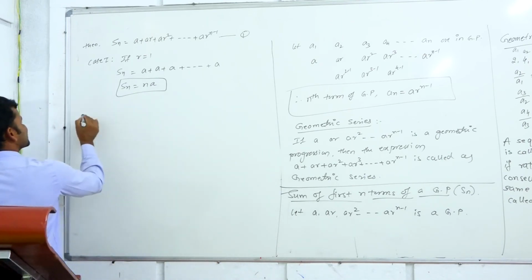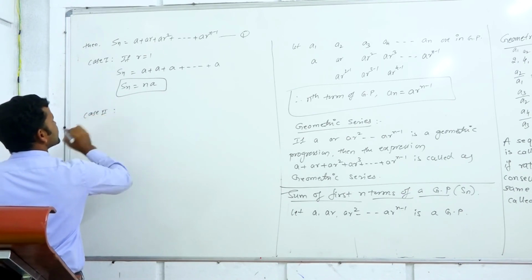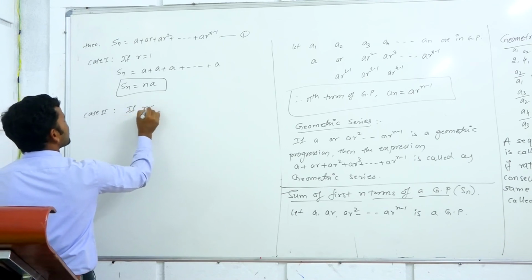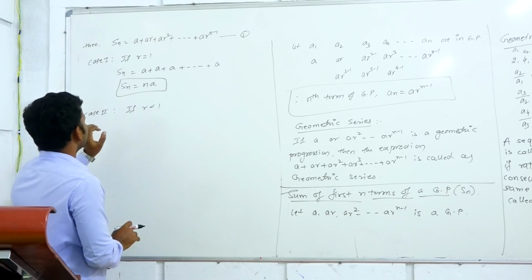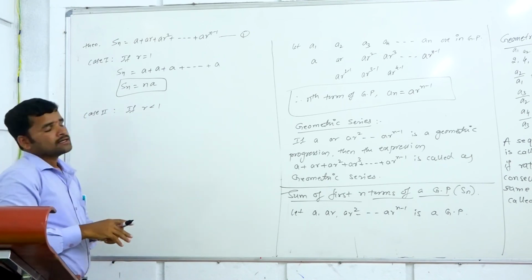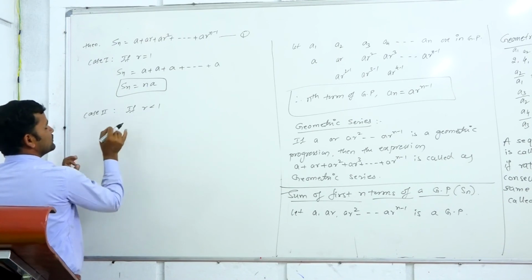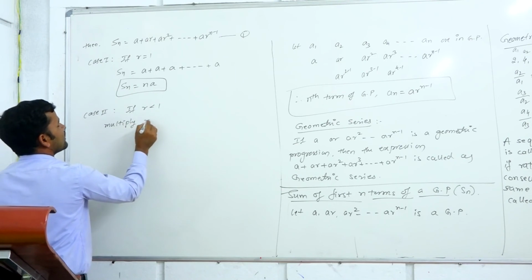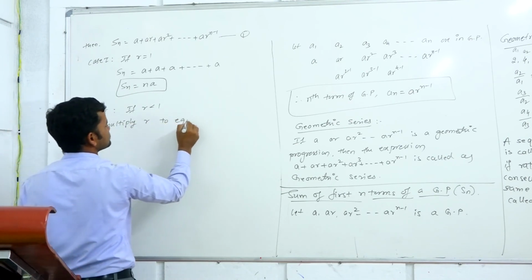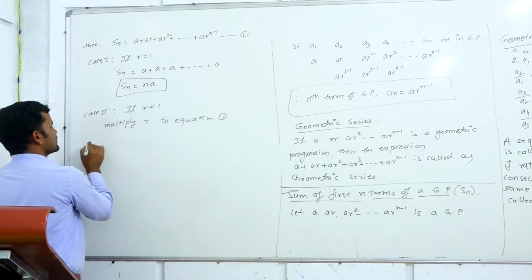Now coming to case number 2. What will we do if r value is less than 1? If r is less than 1, what do we do? Multiply r to equation 1. R to equation 1. What happens to equation 1?